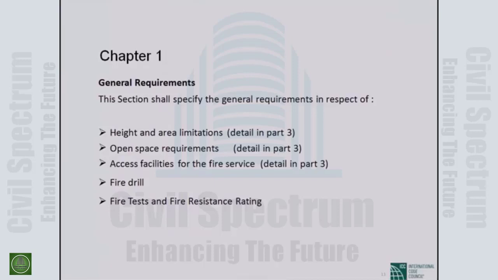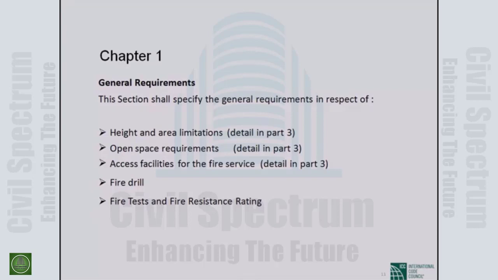The general requirements, actually, you have already learned. There are some height and area limitations, which are in part 3. It's a structural part, and most probably some architect has given a lecture on that. The second thing is open space requirement. This is also an architectural part, in part 3. And the access facilities for the fire service are also in part 3. That also had a lecture. Fire drill and fire test, today I shall talk about.